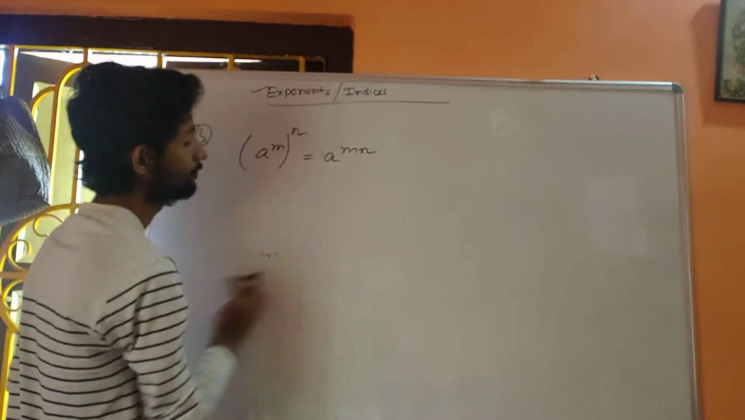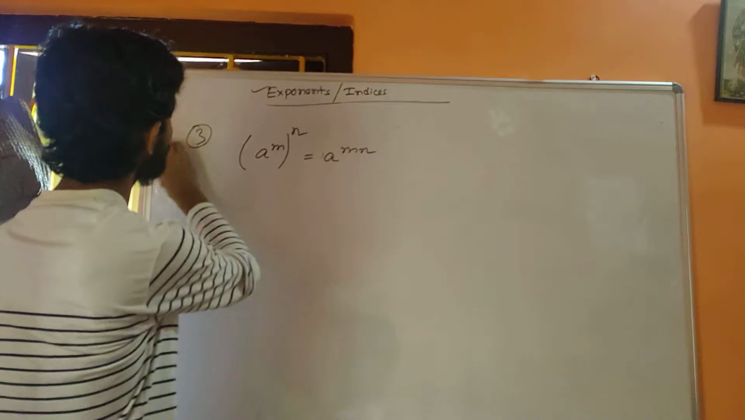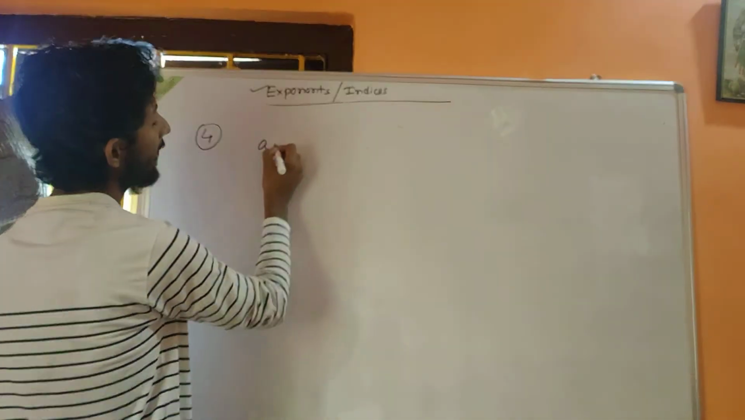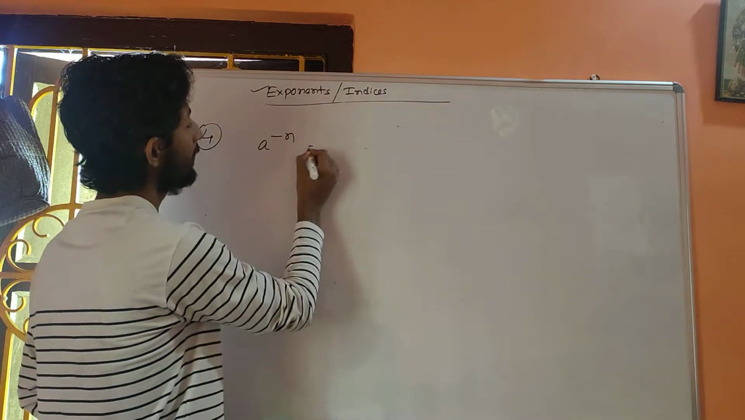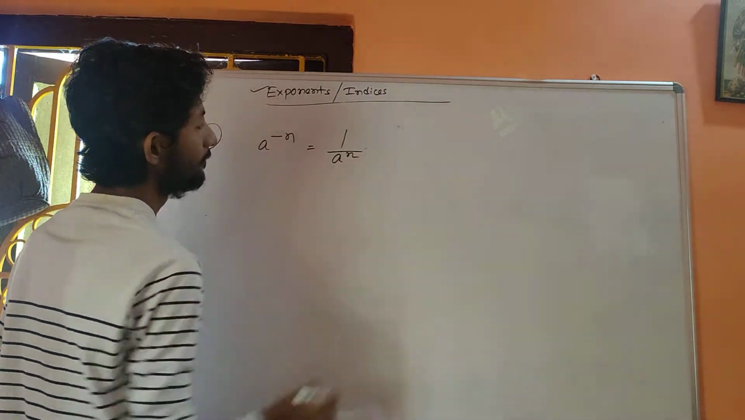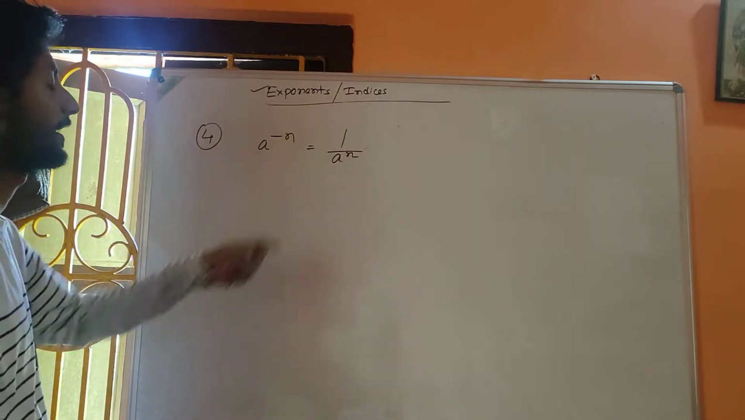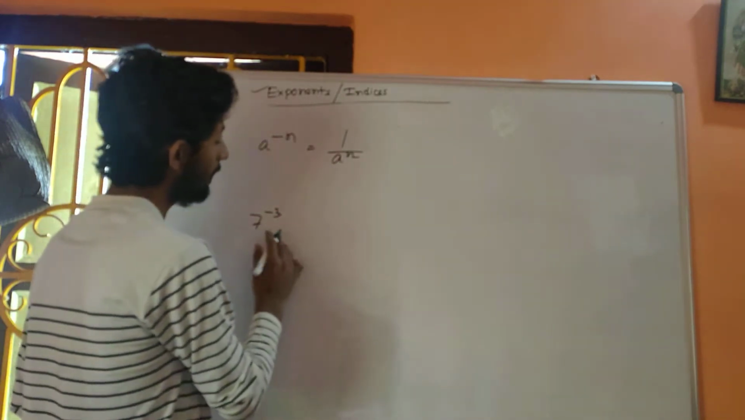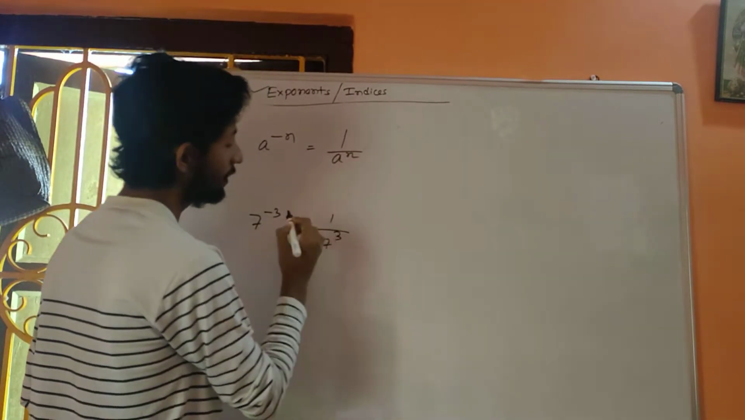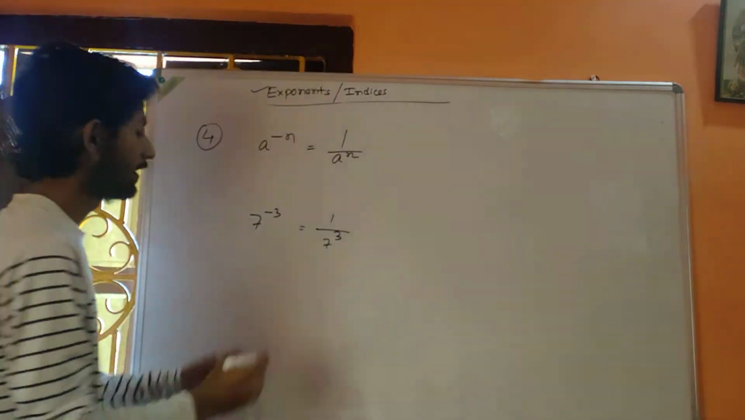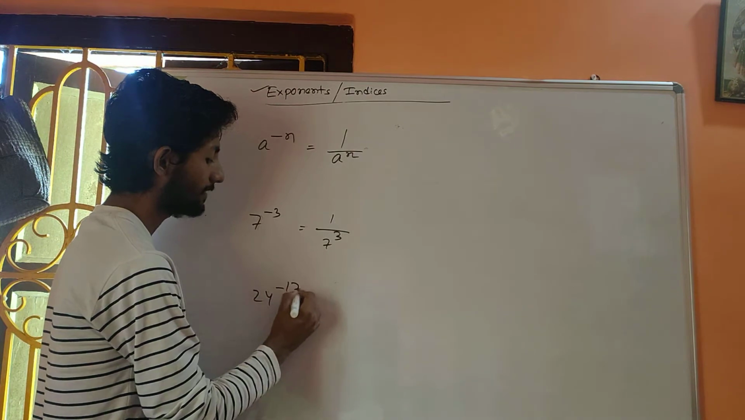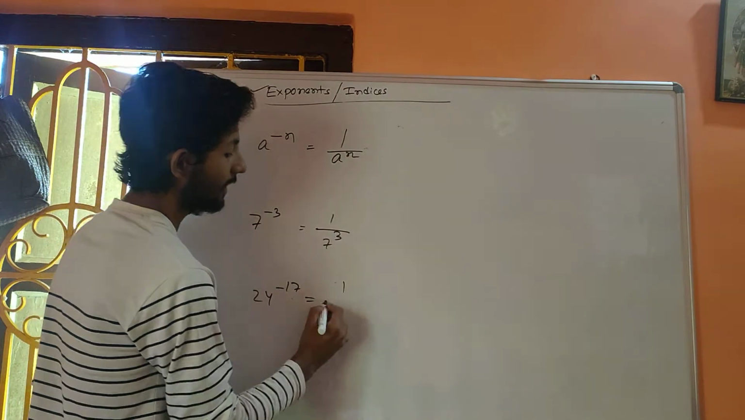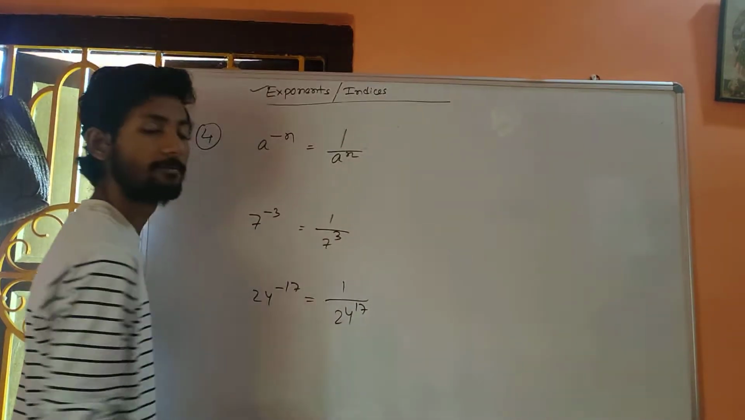Now the next formula, number 4: a to the power minus n can be written as 1 by a to the power n. Suppose 7 to the power minus 3 is here. That means we can write 1 by 7 to the power 3. Clear? If there is 24 to the power minus 17, that means we can write it as 1 by 24 to the power 17. Okay?